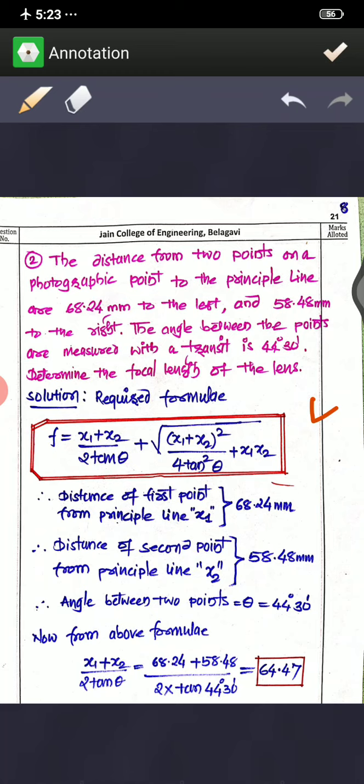solve this problem. Now from the above formula, I'll just simplify the terms. First term, that is (x1 plus x2) divided by 2 tan theta, equals 68.24 plus 58.48 divided by 2 into tan 44 degrees 30 minutes, that equals 64.47.